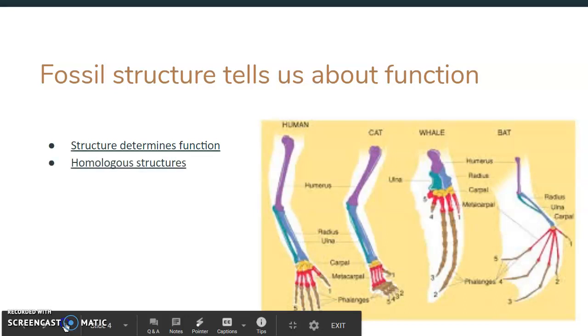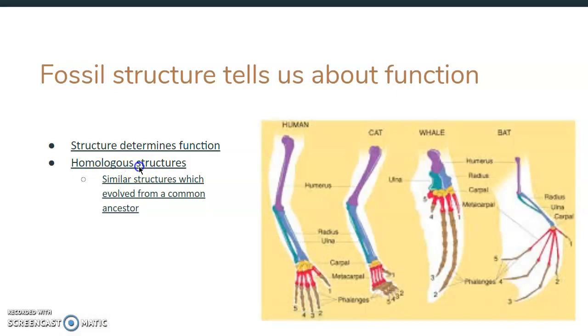We have these things called homologous structures. The root homo means same, and so the same looking structures. The definition for homologous structures is similar structures which evolved from a common ancestor. So animals with similar structure, our theory would be, not evidence, but animals with a similar structure have a common ancestor.